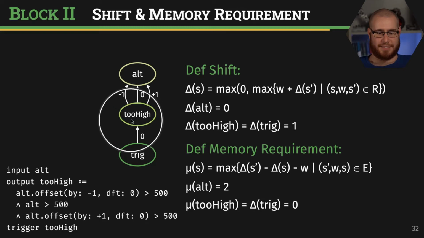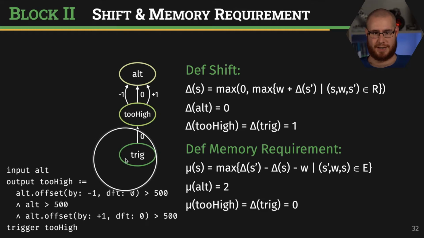Then for the too high stream, we once again check all incoming edges, which is just the one from the trigger. And the shift of the trigger is 1. The shift of too high is also 1, and the weight is 0. So 1 minus 1 minus 0 is 0, which also makes sense because we compute a value for too high, and this value is just used to compute trigger, and it does not have to be persisted again. It's just used in this one evaluation cycle.